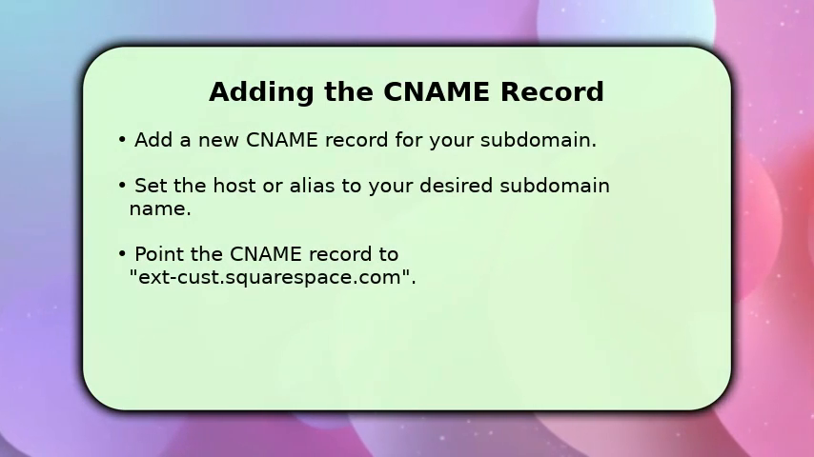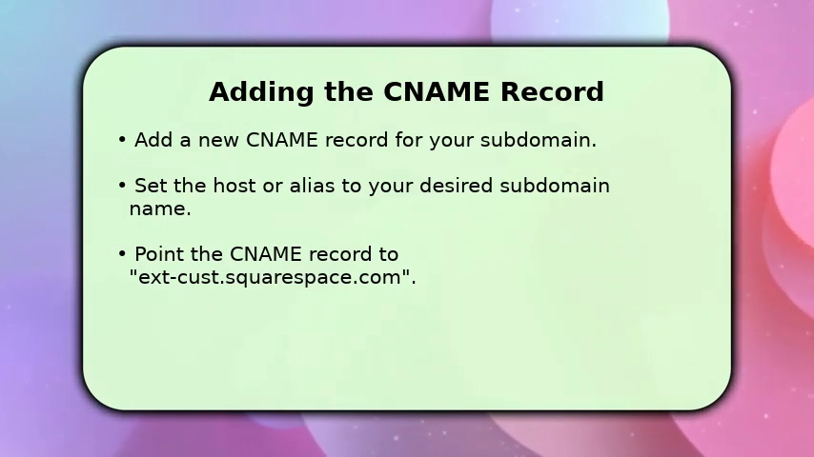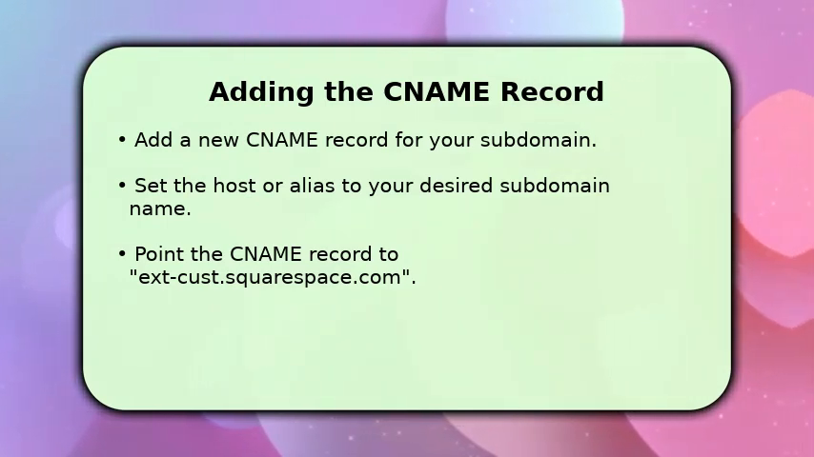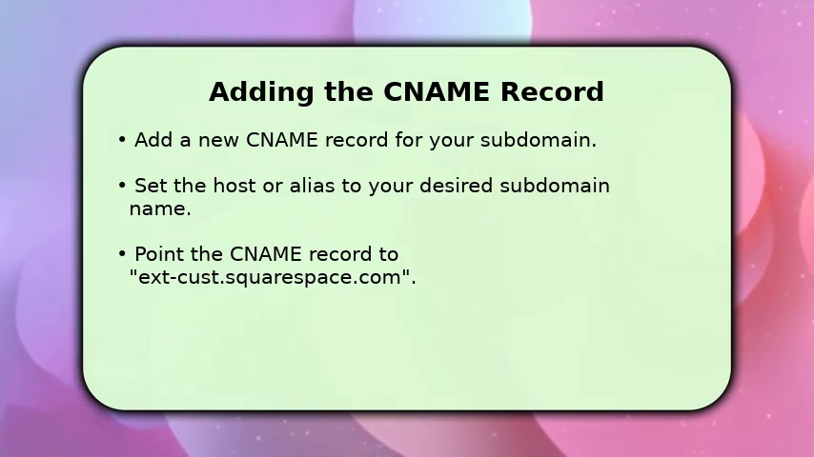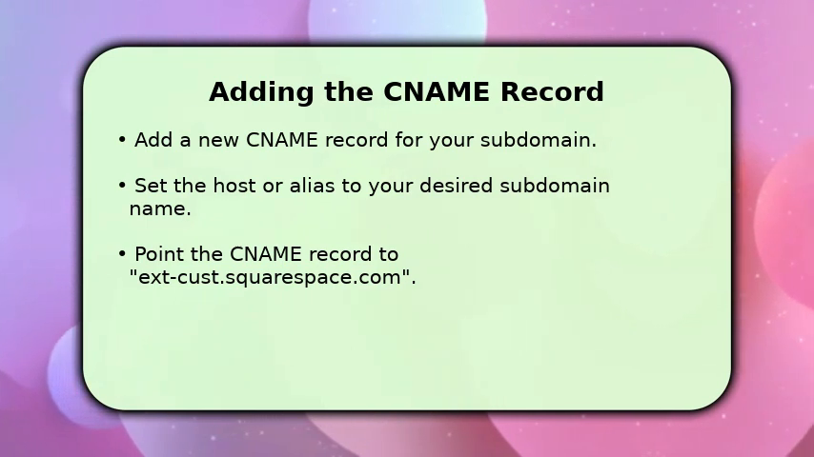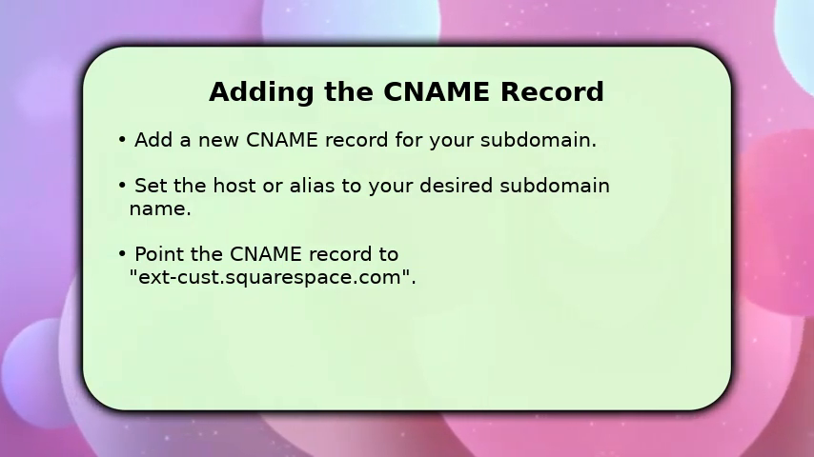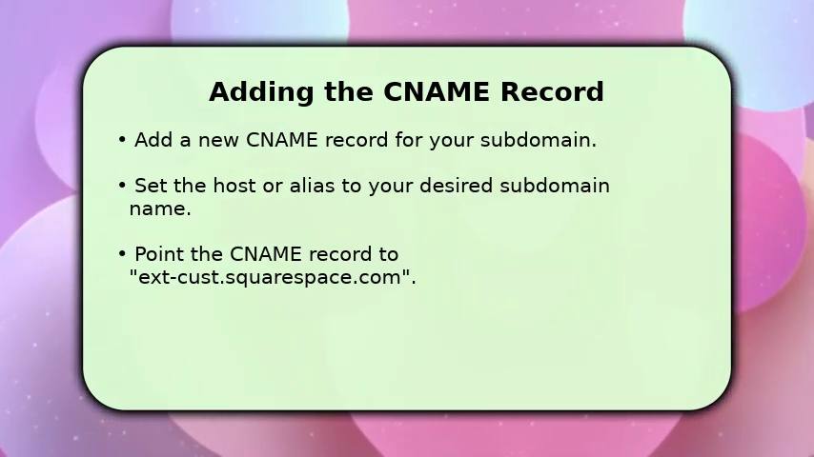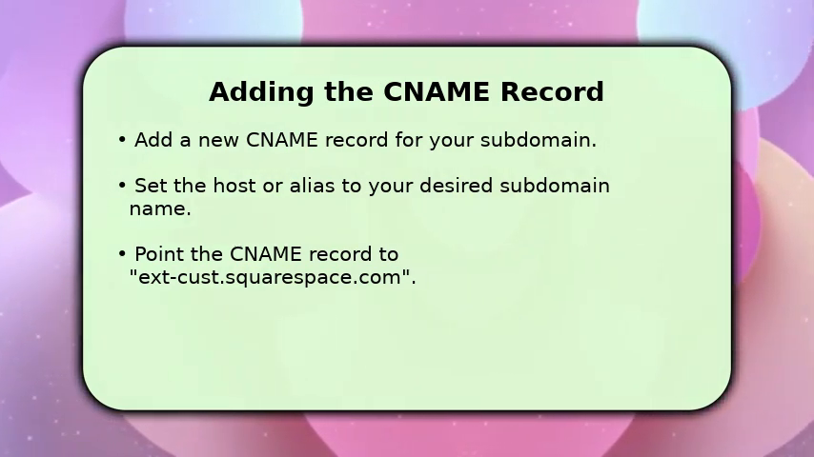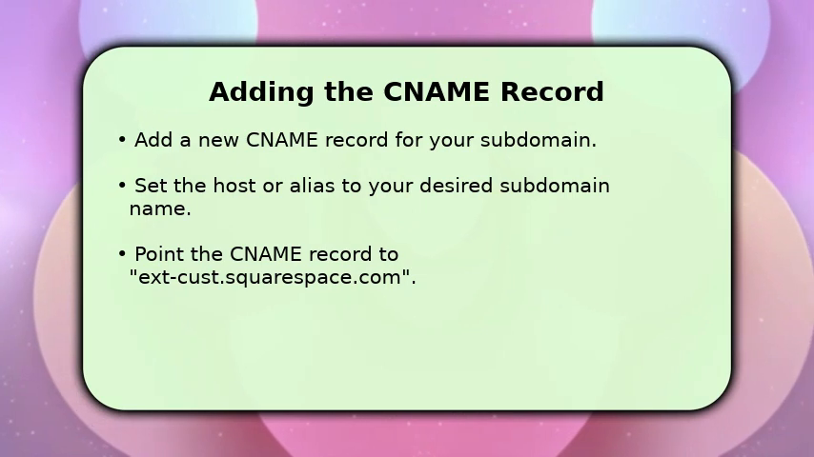Next, you will add a new CNAME record. For the host or alias field, enter the specific subdomain you wish to create, for example, blog or shop. Then, for the points to or value field, you must enter xcust.squarespace.com. This crucial step directs your subdomain traffic to Squarespace's servers, allowing it to connect properly with your site.